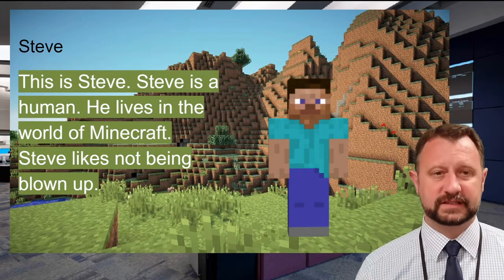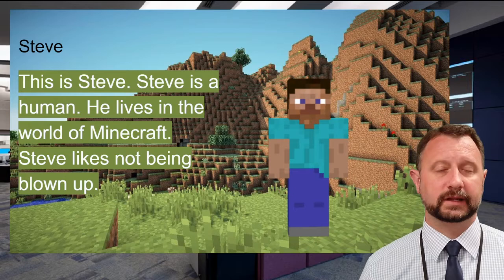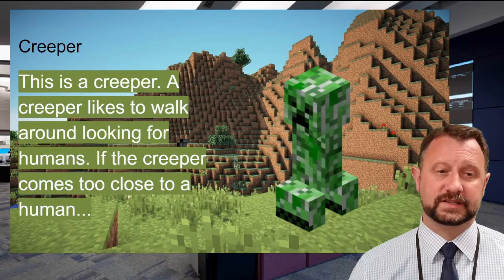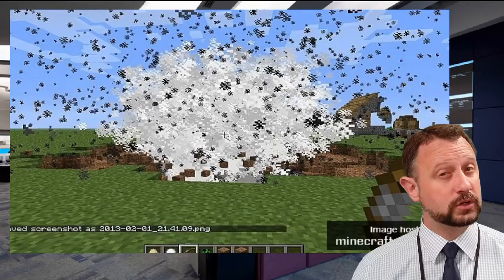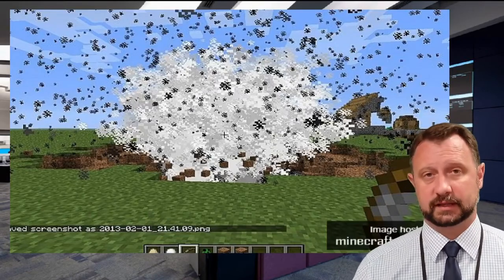This is Steve. Steve is a human, and he lives in the world of Minecraft. And one of the things Steve really likes is not being blown up. This is a creeper. Creeper likes to walk around looking for humans. And if the creeper gets too close to the human, then kablooey, blow up, just like that.